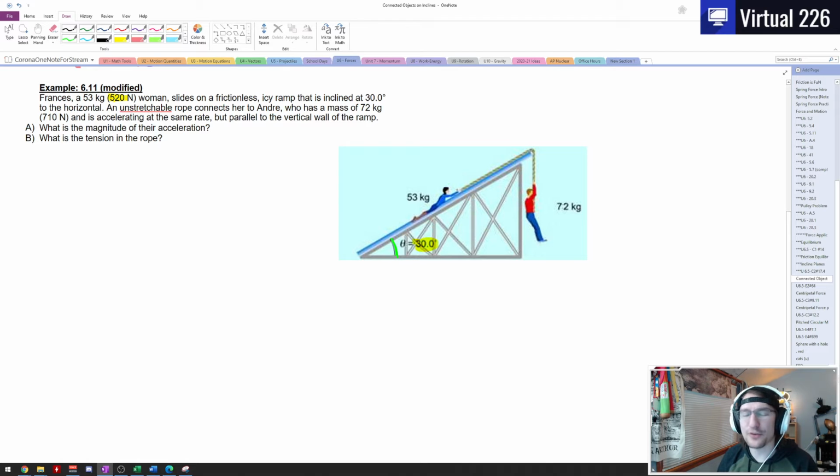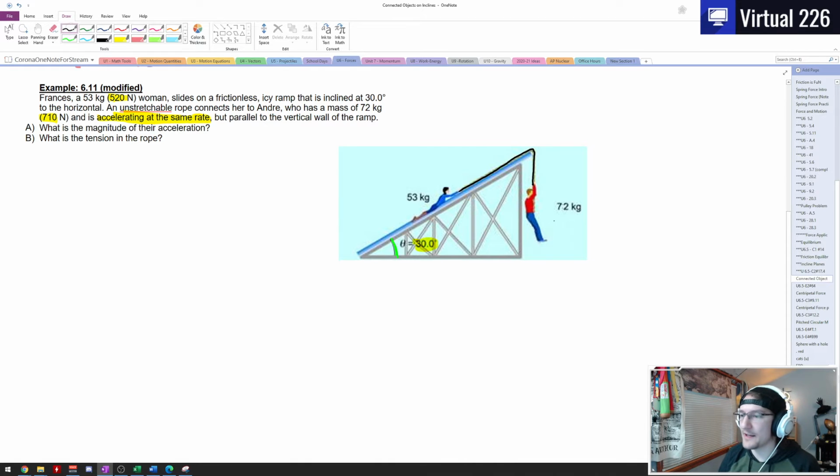And she's holding on to an unstretchable rope. Remember, these are rigidly connected systems, so the rope won't stretch or be a spring or anything like that. And this rope, which runs up here and then goes around a pulley or something, is connected to Andre, who has a mass of 72 kilograms, which gives him a weight of 710 newtons. And since they're connected together with this rigid system, they will accelerate at the same rate. So their accelerations are the same.